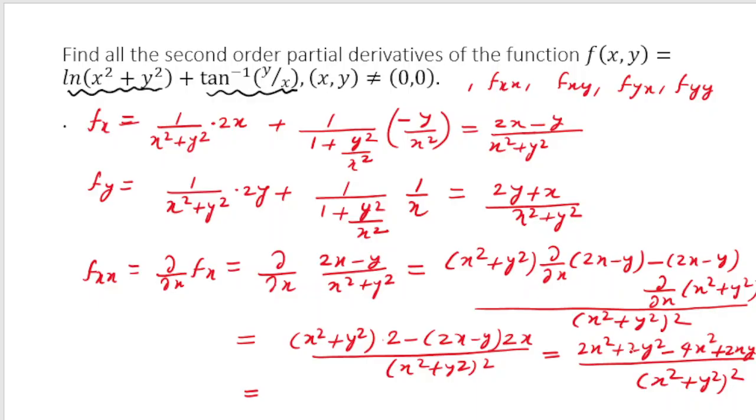There is some issue here. No, it's fine. So here we have 2y square minus 2x square plus 2xy, and this whole thing is divided by x square plus y square whole square. So what we have got is f of xx. Now suppose I want to get f of xy, right?